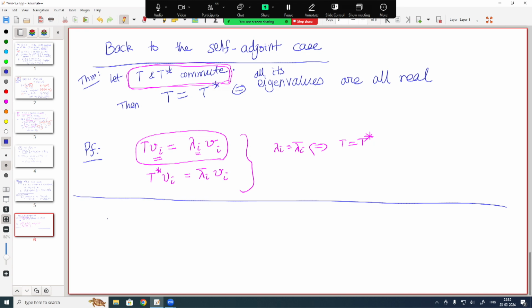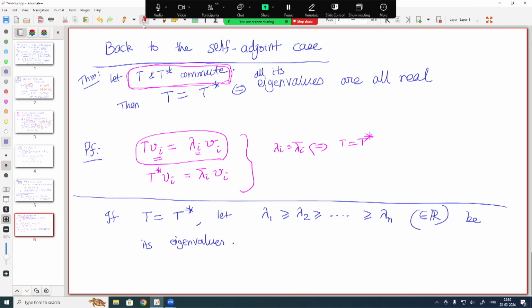So, if T is self adjoint, we will arrange the eigenvalues. So, let lambda 1, lambda 2, lambda n, they are all real numbers, be its eigenvalues. Okay, maybe we should say: let T equal to T star and let lambda 1, lambda 2, lambda n denote its eigenvalues.